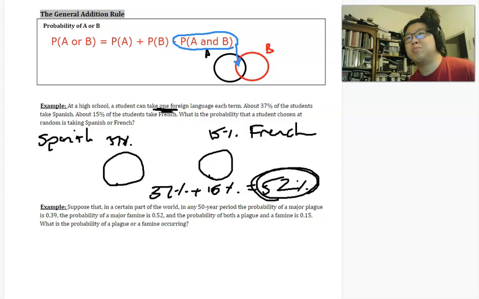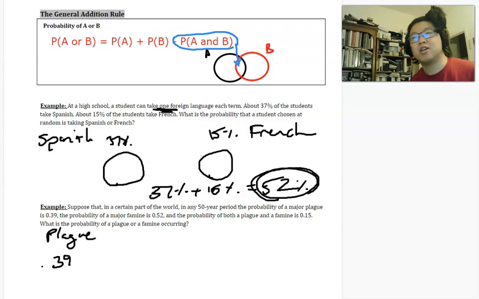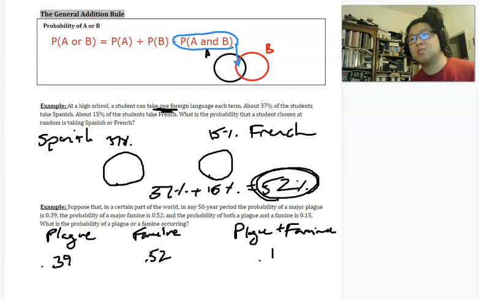But let's take a look at example B. Suppose that in a certain part of the world, in a 50-year period, the probability of a major plague is 0.39, famine is 0.52, and plague and famine is 0.15. What's the probability of a plague or a famine occurring? Let's break it down. I've got major plague, that's 0.39. I've got famine, which is 0.52, and I've got plague and famine, which I'm going to represent with a plus, and that is 0.15.